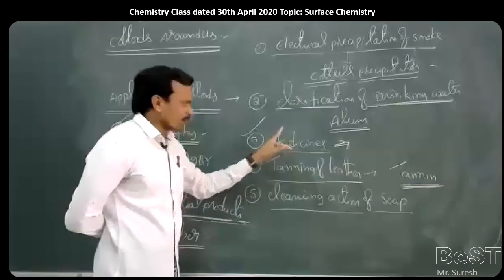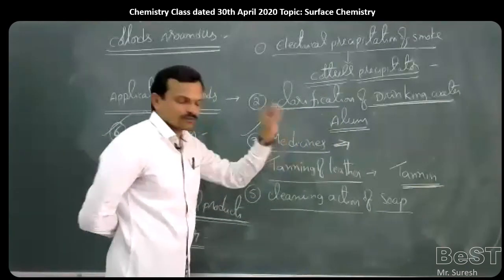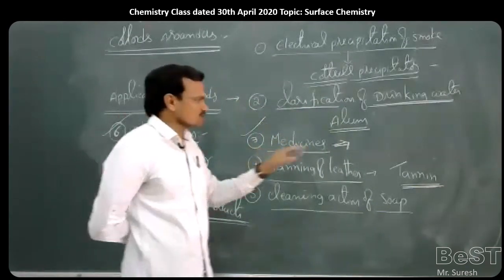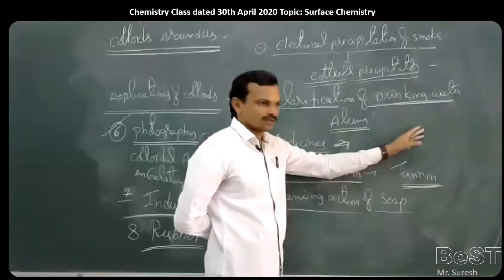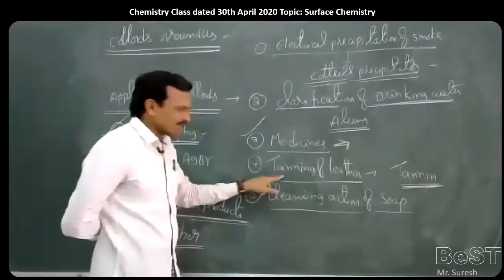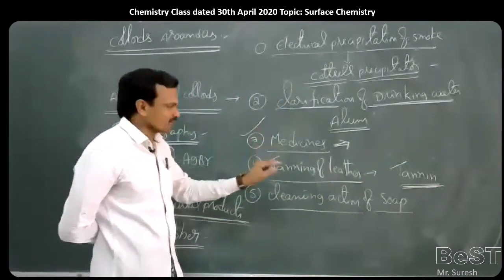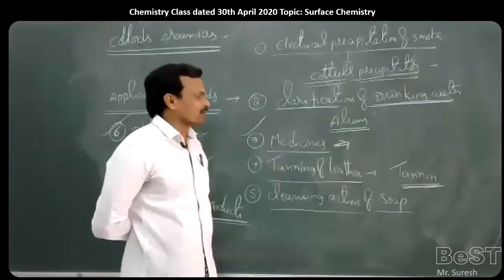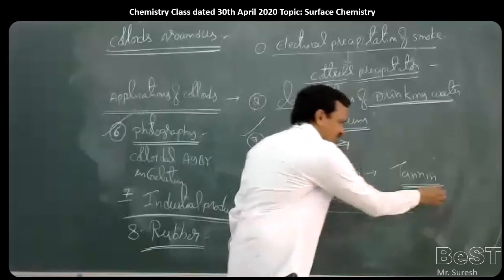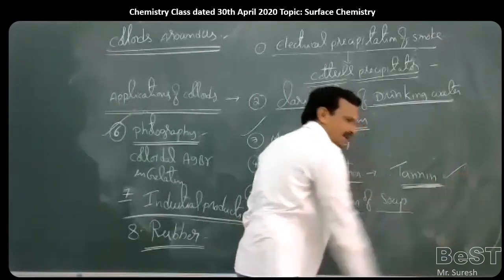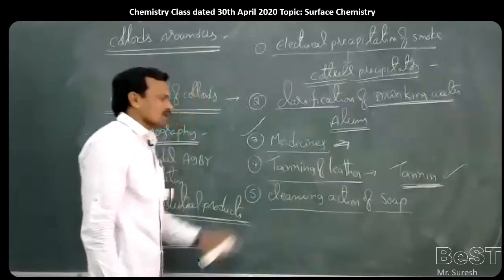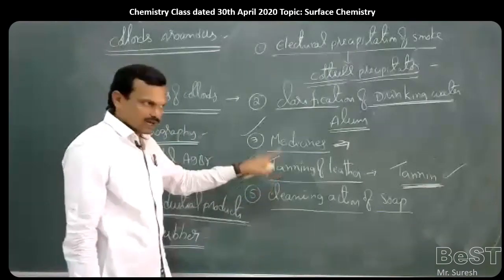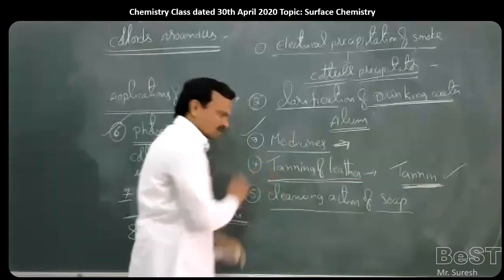Medicines. Medicines are generally taken in the form of colloidal solutions because these colloidal solutions possess a large surface area. Tanning of leather: the process of removal of positively charged colloidal particles in the animal hides by adding a negatively charged colloidal solution is called tanning. By this process, the leather becomes hard. That hardening of leather is called tanning of leather.